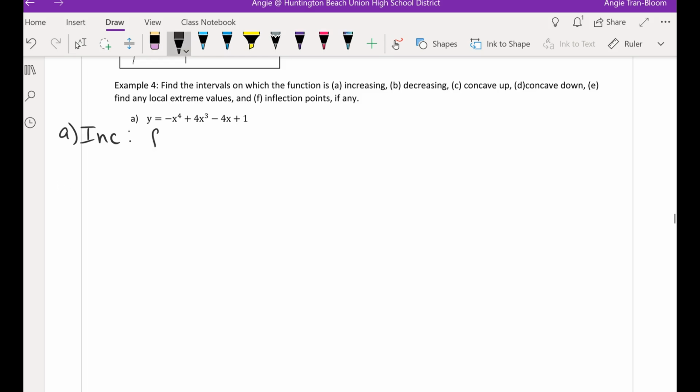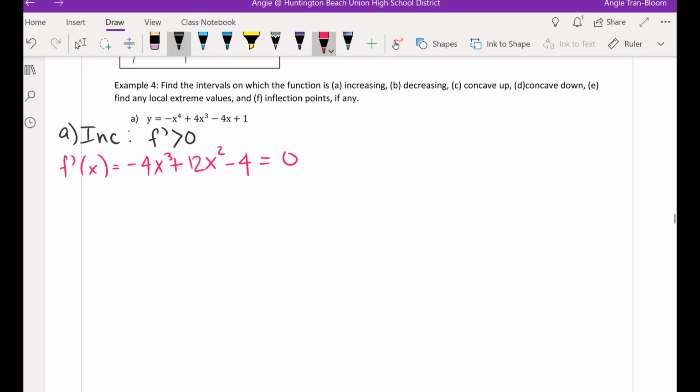Okay, increasing is when the derivative is bigger than 0 because there are no endpoints. I don't have to worry about endpoints. So it sounds like we have to find the derivative. So f prime of x equals negative 4x to the third plus 12x squared, right, minus 4. I have to be careful. I set it equal to 0. Then I would like to solve for x.